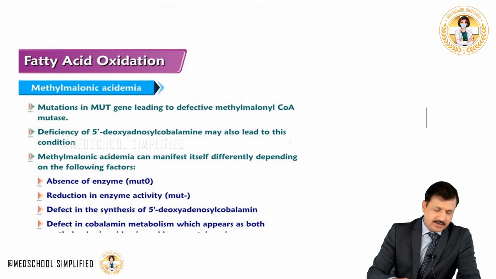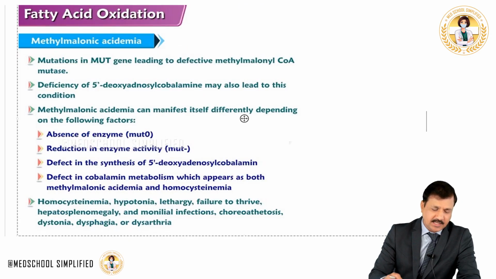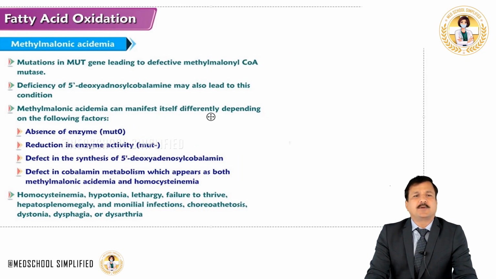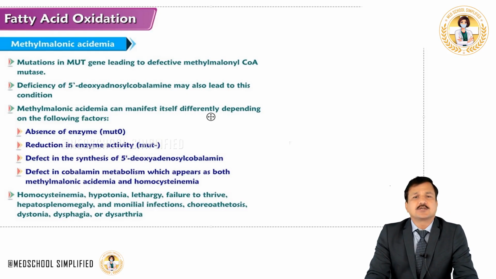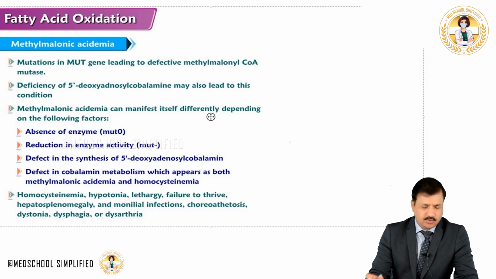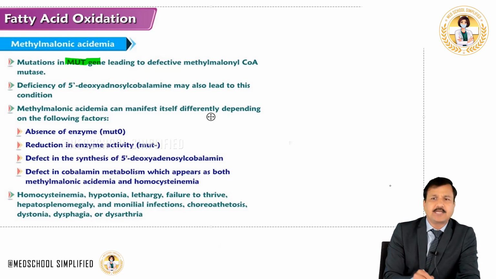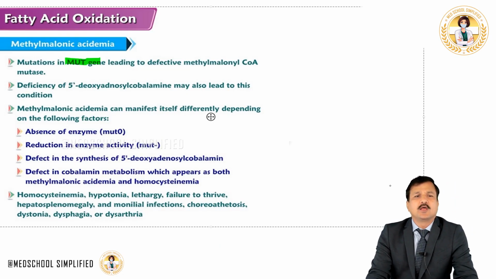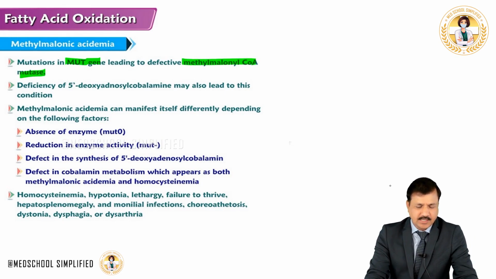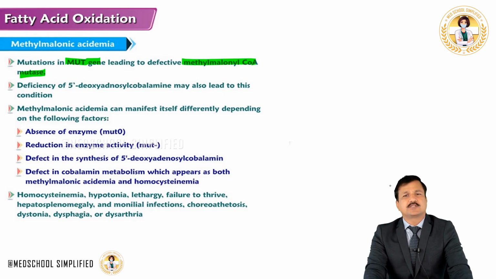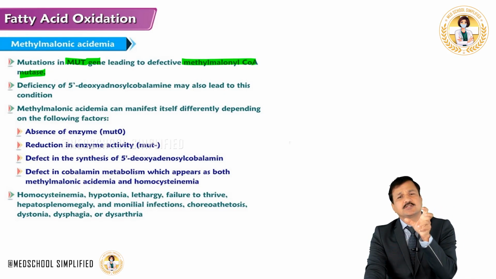Now, let's move on to see our next disease, that is methylmalonic acidemia. Methylmalonic acidemia, again, is an autosomal recessive disease due to mutation in the MUT gene, leading to defective methylmalonyl-CoA mutase enzyme. Note that this methylmalonyl-CoA mutase is the one that converts methylmalonyl-CoA into succinyl-CoA. So, this is the genetic cause for methylmalonic acidemia.